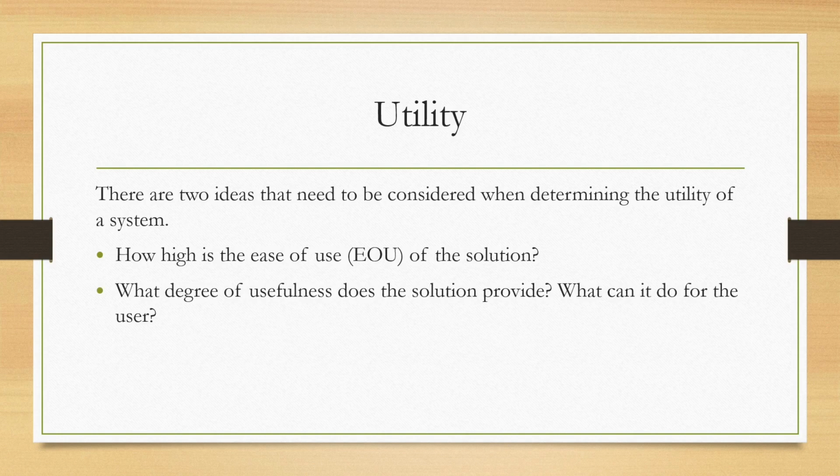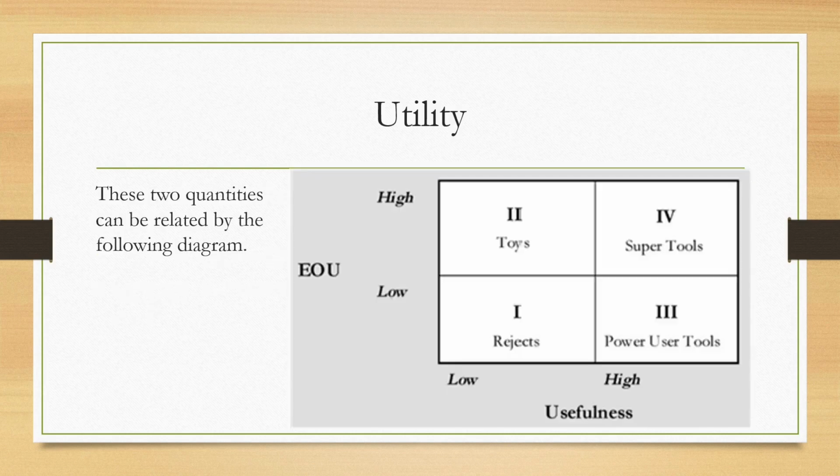There are two ideas that you can consider when determining the utility of a system. It's how easy is it to use and how useful is it? What can it do for the user? And if we think about these two values, you could graph them. You can measure usefulness and ease of use.